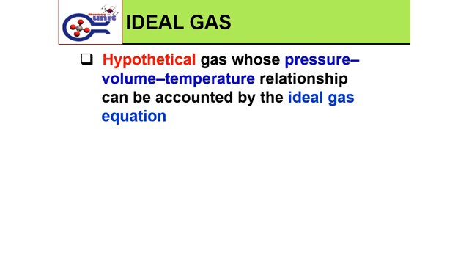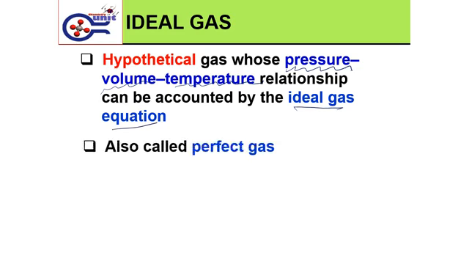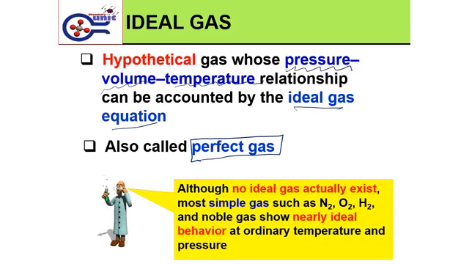Okey, ideal gas. Hypothetical gas whose pressure, volume, temperature relationship can be accounted by the ideal gas equation. So, apa-apa soalan yang melibatkan pressure, volume and temperature, kita boleh gunakan ideal gas equation to solve it. Also called as the perfect gas. Okay, ideal gas also known as perfect gas. Okay, although no ideal gas actually exists, most simple gas such as nitrogen, oxygen or hydrogen gas and noble gas show nearly ideal behavior at ordinary temperature and pressure.